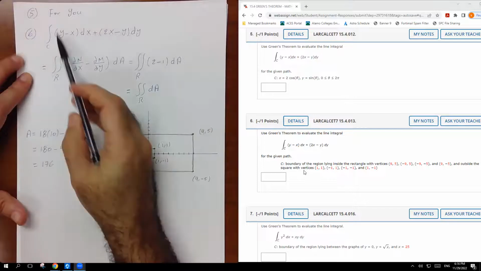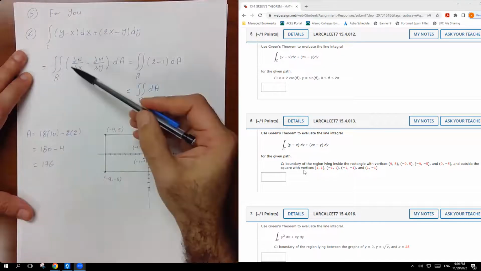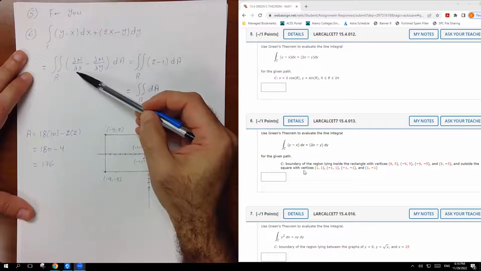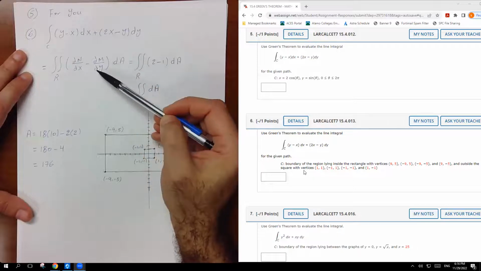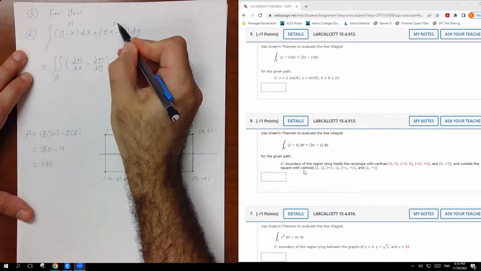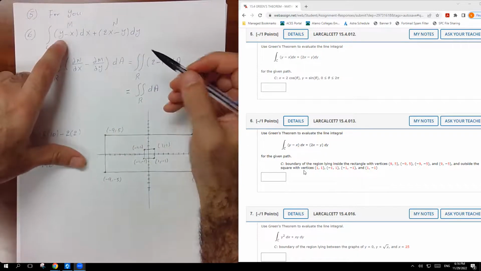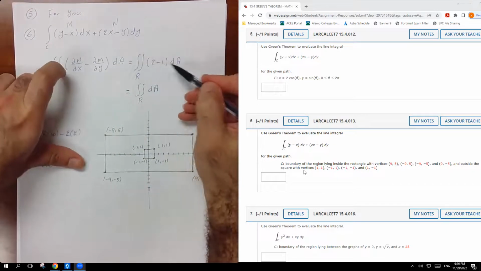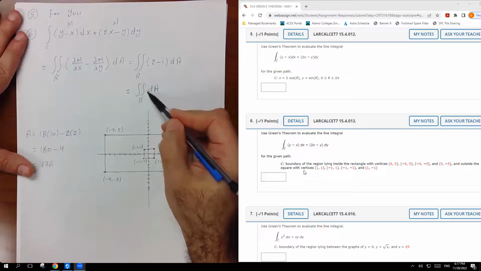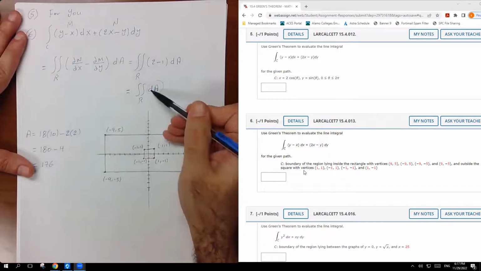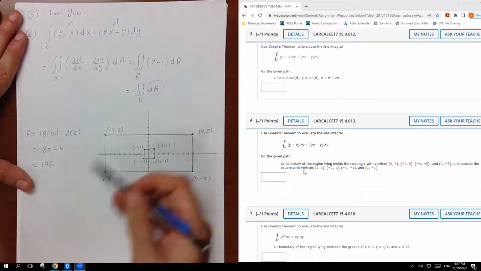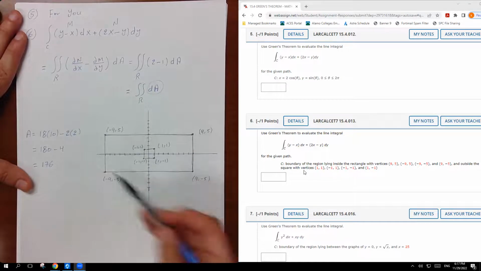So the integral for this region is exactly the same thing. The derivative of N with respect to x minus the derivative of M with respect to y. So this is M and this is N. So the derivative of N is going to be 2 minus 1. So that means it's the integral for the same region, so just go ahead and find the area for this region.